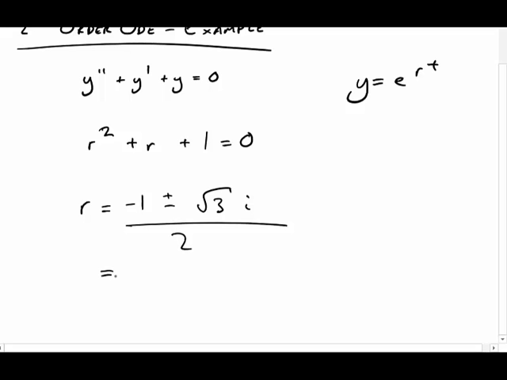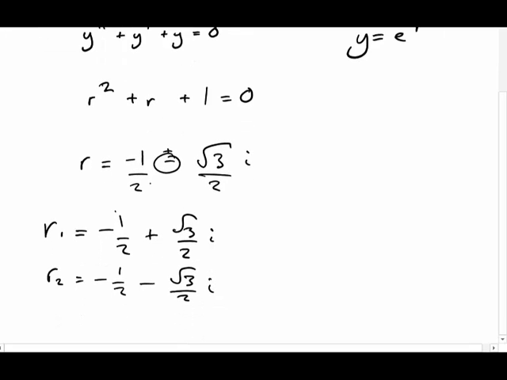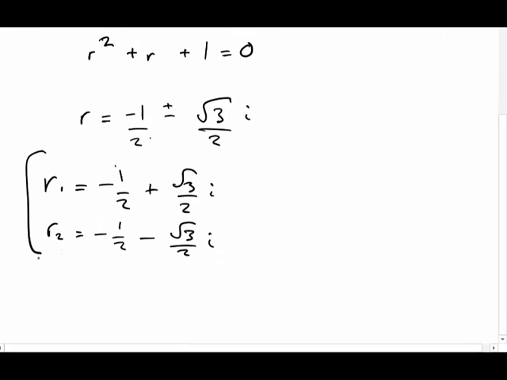Okay, I'm just going to split it up. I'm going to write it as minus a half plus or minus root 3 over 2 times i. So I've basically put this half over here and this half over here, so just split this up on the bottom. Okay, so now what I can say is that r1, let's call r1 the positive one. So r1 is minus a half plus root 3 over 2 times i. And let's call r2 the negative one. So in other words, it's going to be minus a half minus root 3 over 2 times i. So these are my two roots.